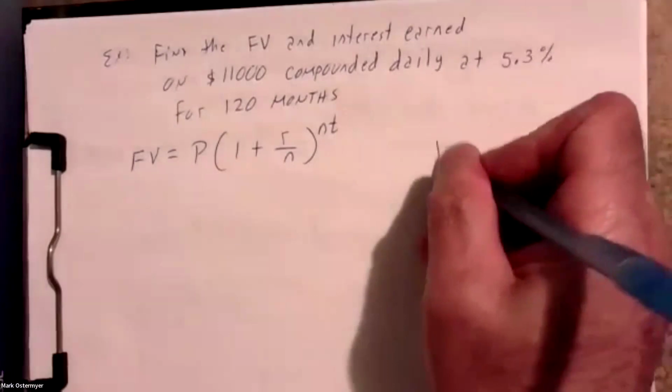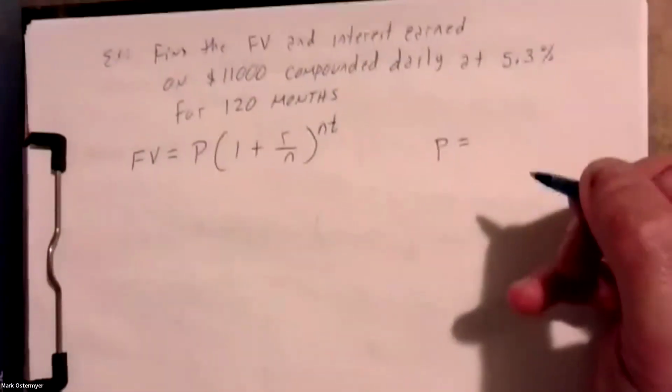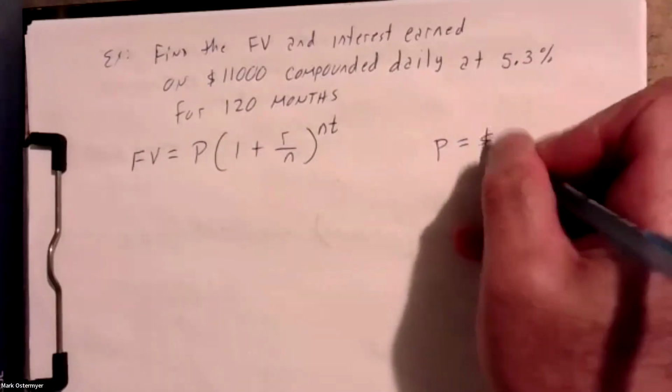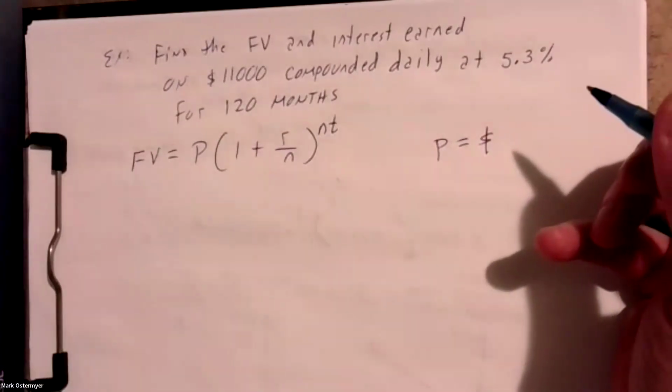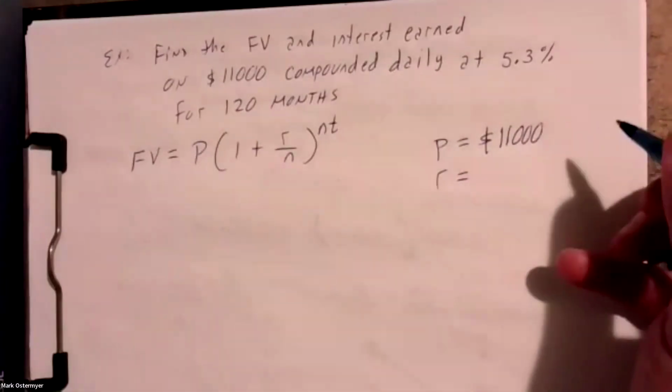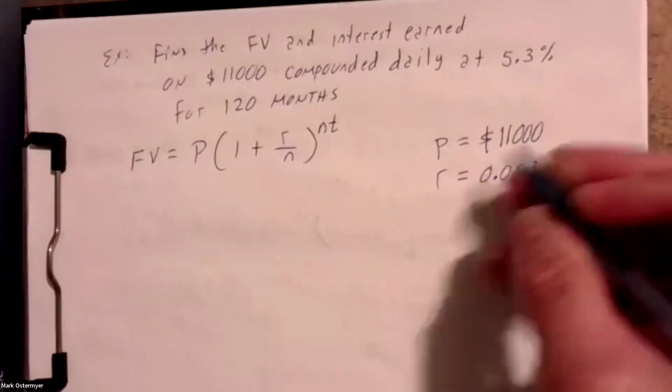All right, what's my principal? What is my principal here? How much am I investing initially? 11,000. $11,000 is your principal. What's the interest rate? R is a decimal. 0.053. 0.053 is the interest rate.